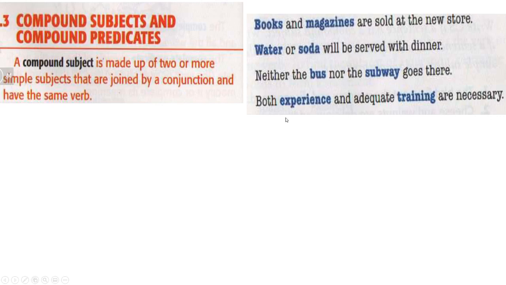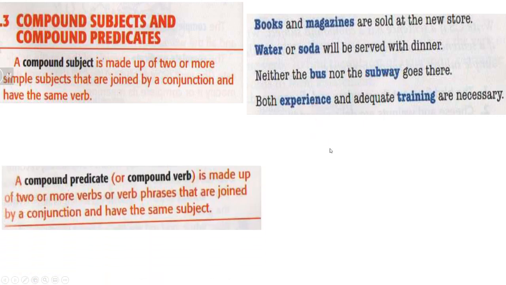Both... and is what we call a correlative conjunction. You see? Okay, books and magazines. So you have two nouns here, so they are the two keywords in the subject. And the same with "neither the bus nor the subway," which is also a correlative conjunction. Neither... nor. They mention two nouns here that are the keywords. The same with the other sentence.